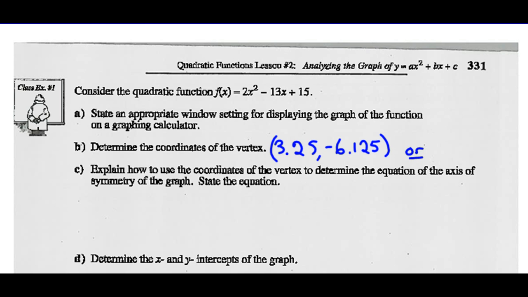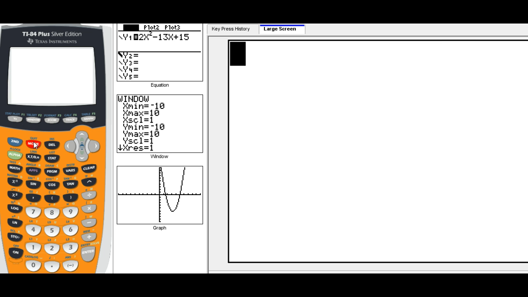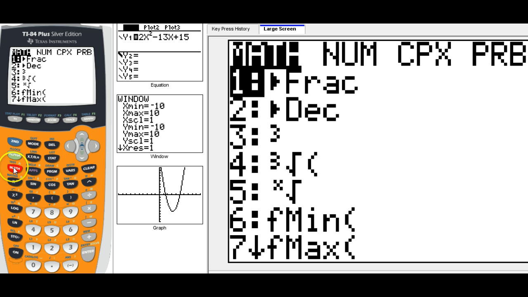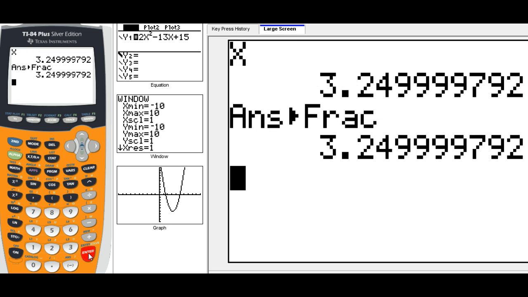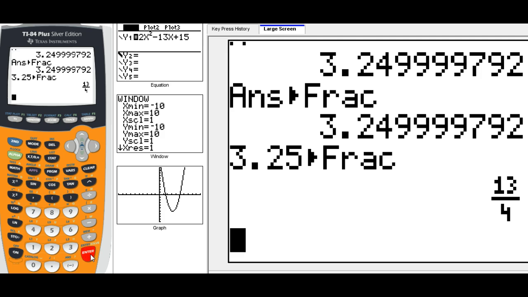All right, let's go back to our calculators. These values for x and y are now stored in the calculator as those values. So if I go second function, quit and get out of there, if I just hit x and press enter, it's got that value in there, 3.24999 and so on. If I want to turn that into a fraction, right? Math fraction. Let's see what we get. So 3.25, as a fraction, and we get 13 over 4.